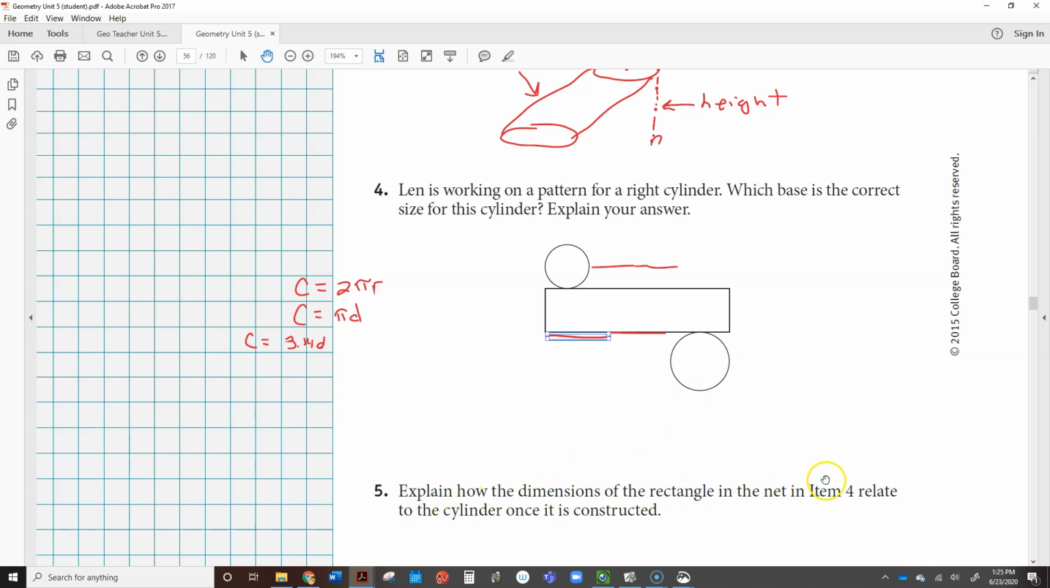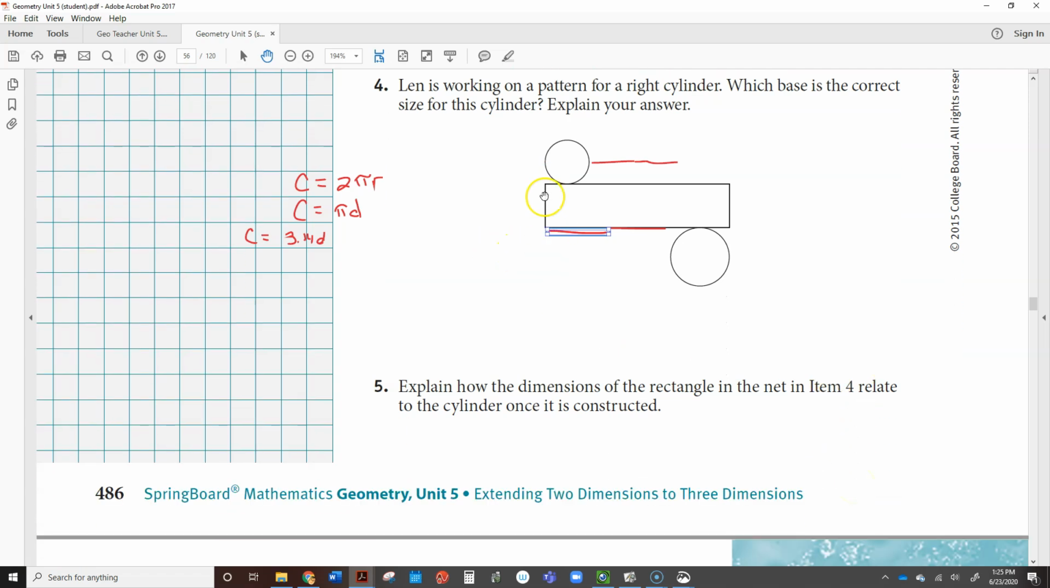Explain how the dimensions of a rectangle and net relate to the cylinder once it's constructed. So this right here, this is the height, because that's how far apart the 2 bases are. I'm going to have one base on this side, I'm going to have another base on this side. The distance between the bases is the height. And then this other dimension right here, this is going to be the circumference.